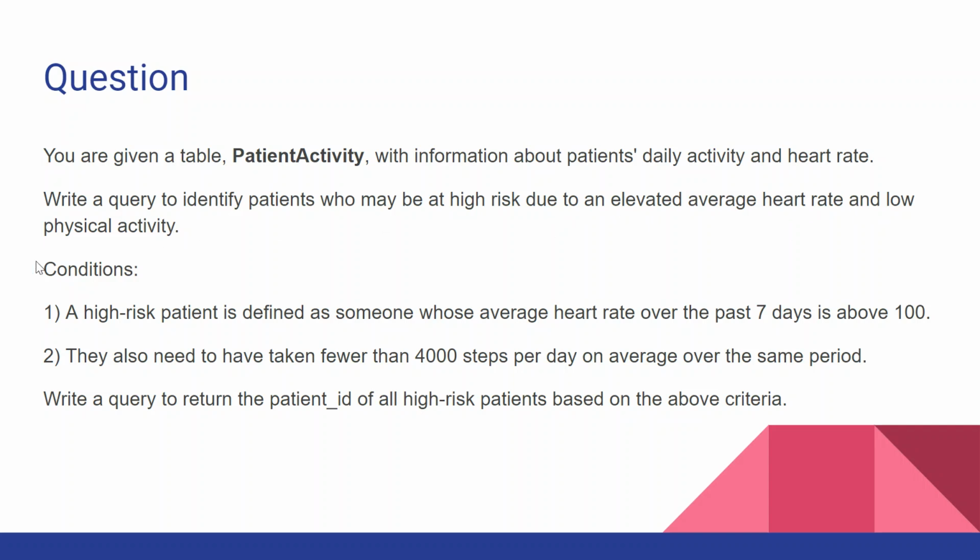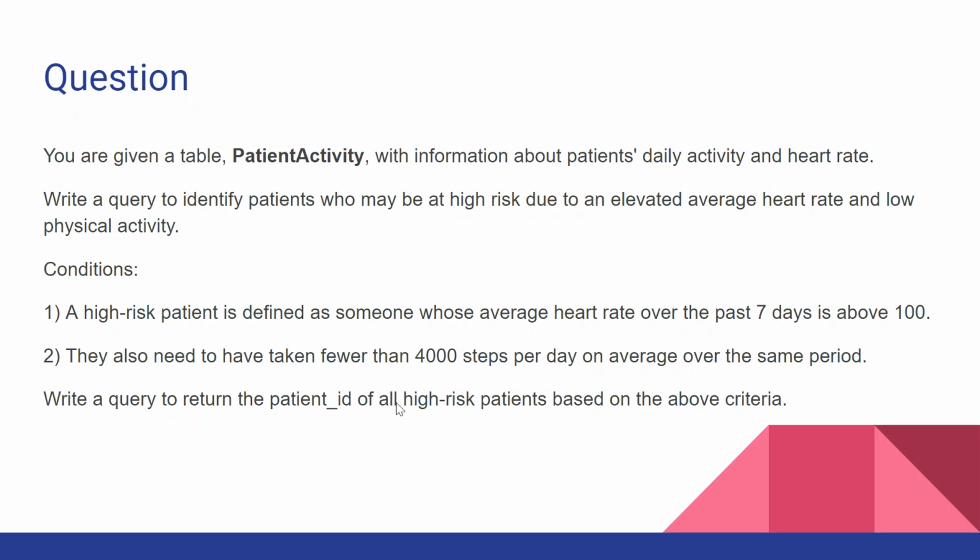Below are the two conditions given so that we can identify who is a high risk patient. The first condition is that a high risk patient is someone whose average heart rate over the past 7 days is above 100. The second condition is that they also need to have taken fewer than 4000 steps per day on average over the same time period, that is, the previous 7 days, including the current day. We have to write a query to return the patient ID of the high risk patient from the given patient activity table. So that is the question.